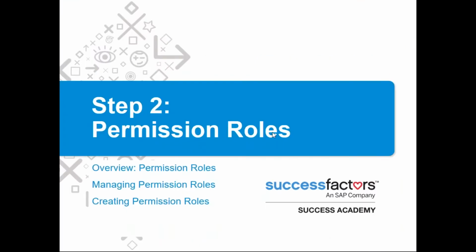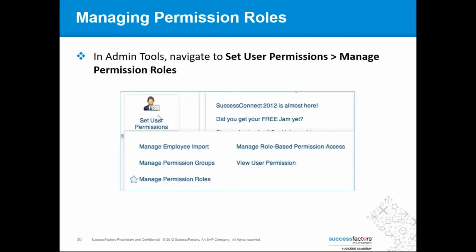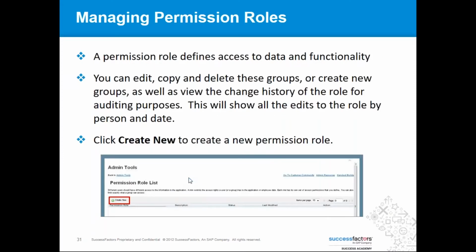The second step is roles. So roles level. First step is the groups, done. Second step, role, for this example, that is an HR role. So if you want to start creating the role, where do you navigate for that? For that, again, you have the manage permission roles as a button. You click on it. Then this create new, you will click.